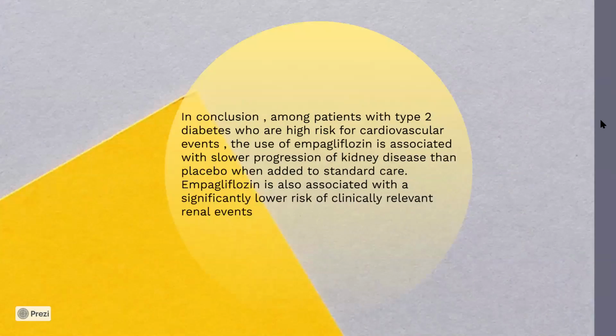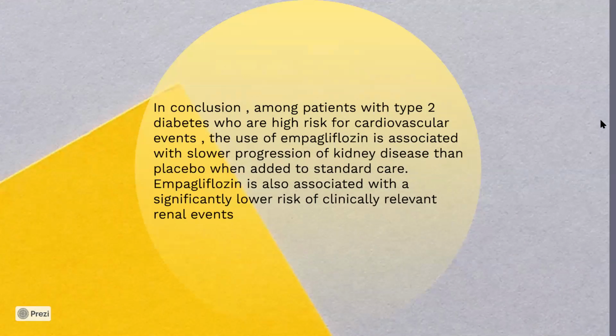Conclusion. In conclusion, among patients with type 2 diabetes who are at high risk for cardiovascular events, the use of empagliflozin is associated with a slower progression of kidney disease than placebo when added to standard care. Empagliflozin is also associated with a significantly lower risk of clinically relevant renal events.